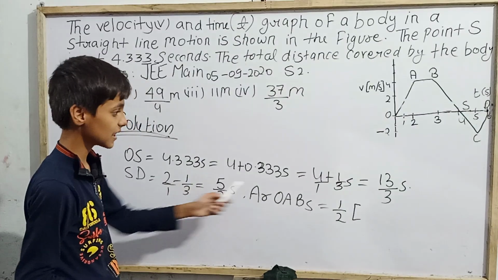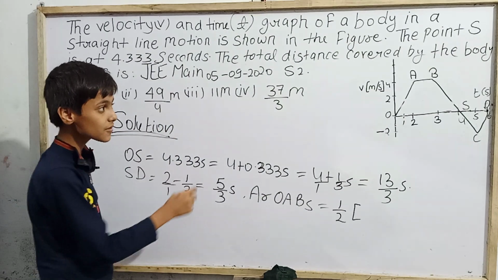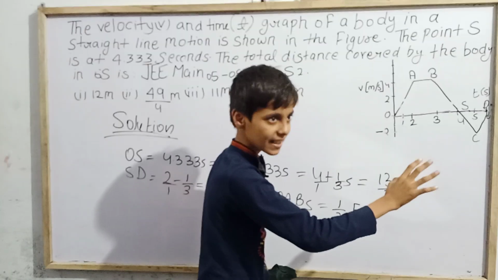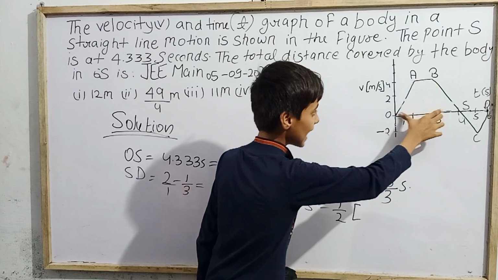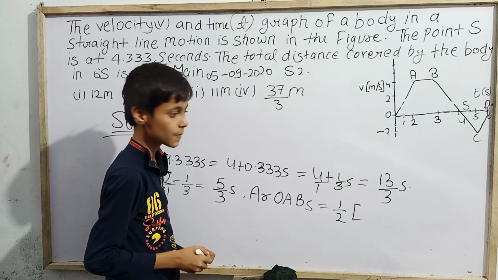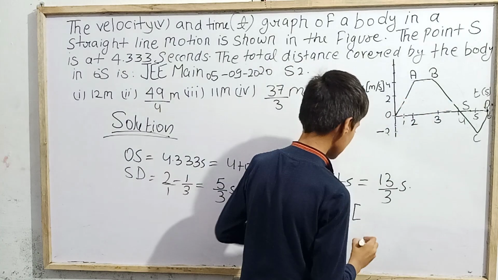This is why you would be thinking why I first of all found OS, later SD. Because we need half into sum of parallel sides. So first of all, what are our parallel sides? AB and OS. This is why we had found OS. So half into sum of parallel sides will be OS plus AB.